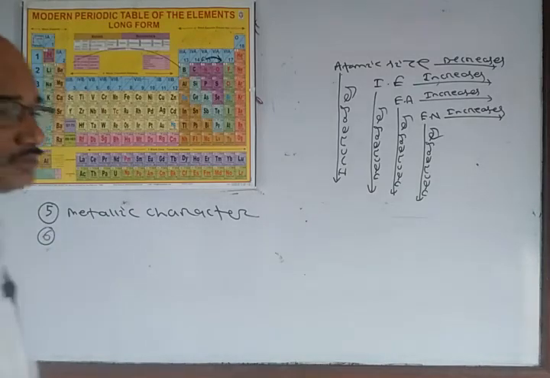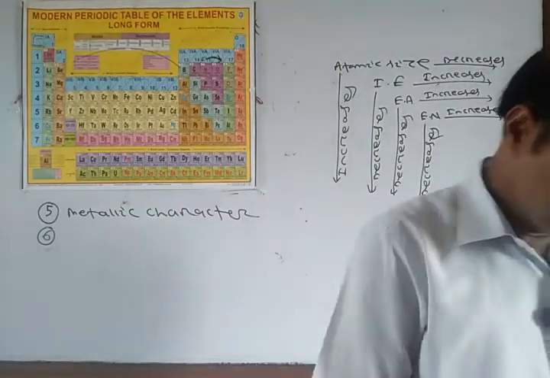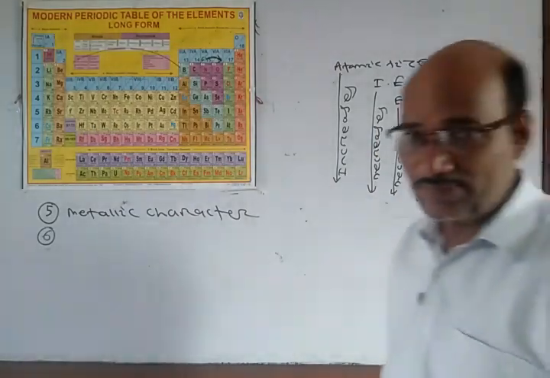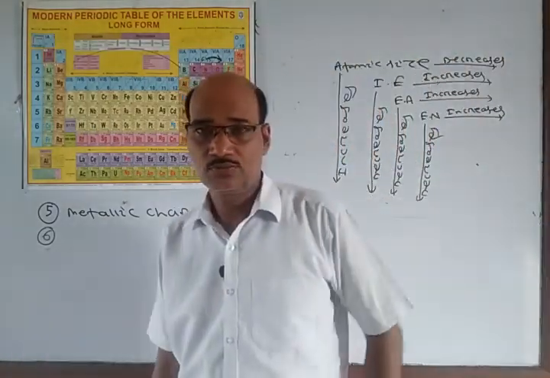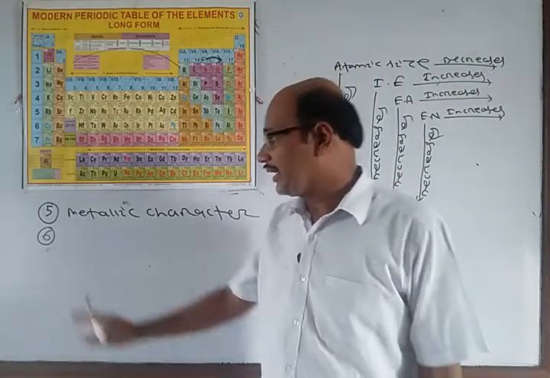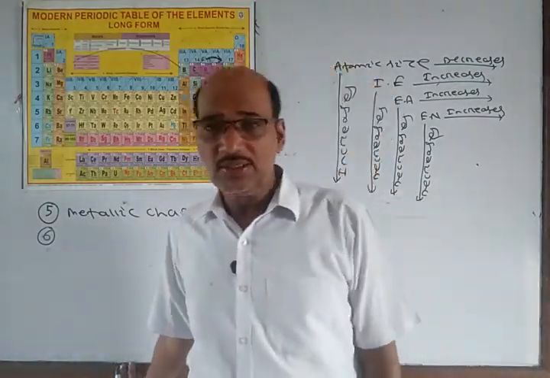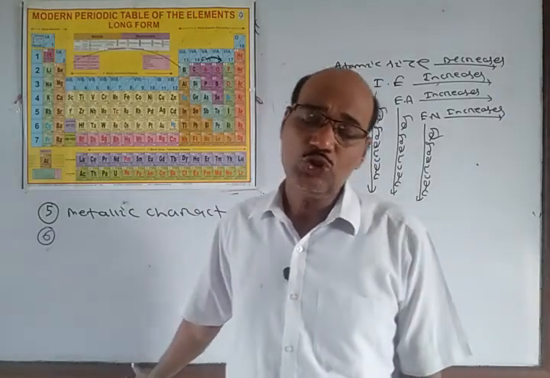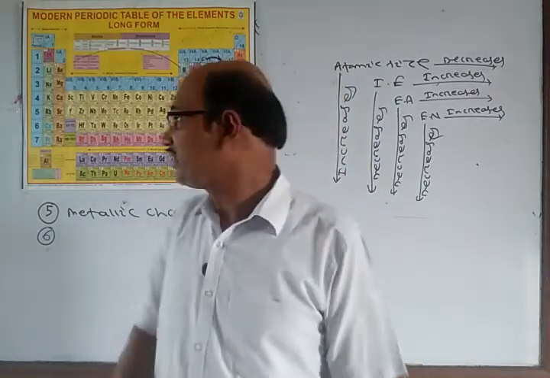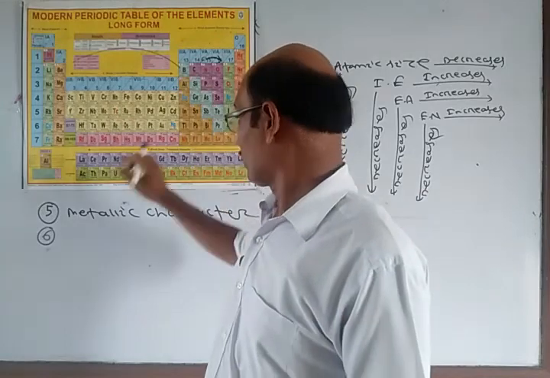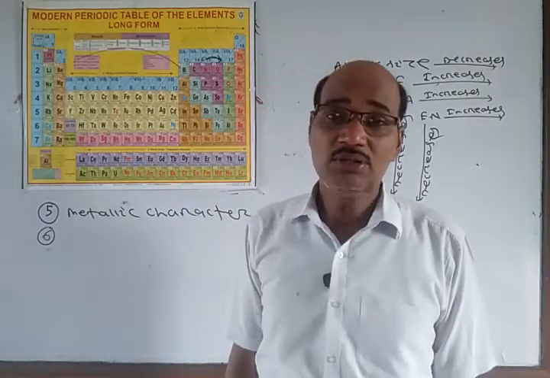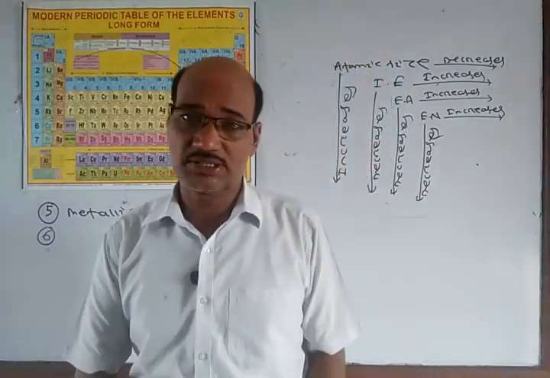Number 6, the valency and the oxidation state. And also we have melting point, boiling point, density. And also we have the IUPAC nomenclature of elements of more than 100 atomic number. This we will discuss in the next class.